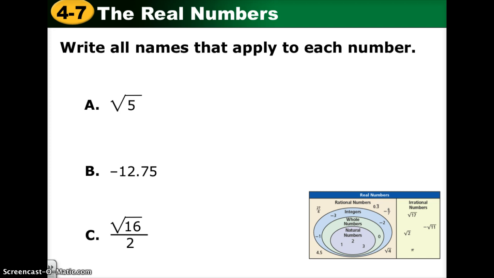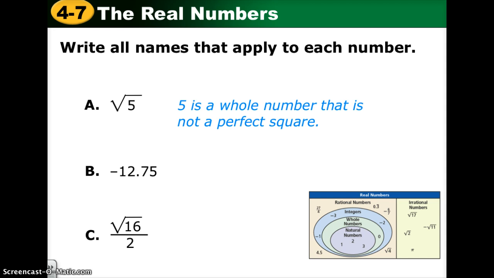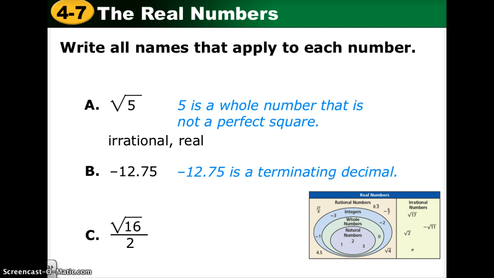Write all names that apply to each number. The square root of 5. 5 is a whole number that is not a perfect square. That is something we read about earlier. That means that it's an irrational number, but irrational falls under the category of real, so we would classify it as both. Negative 12.75. That looks to me like it has a terminating decimal, so it ends. So that means that it fits into a rational category. It's not an integer because of the decimal, but it is also real.